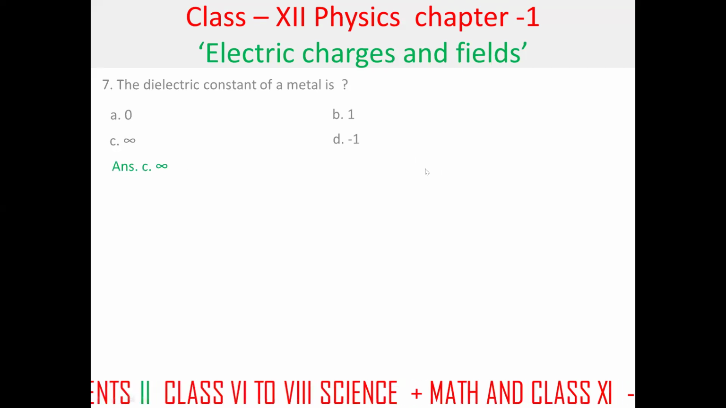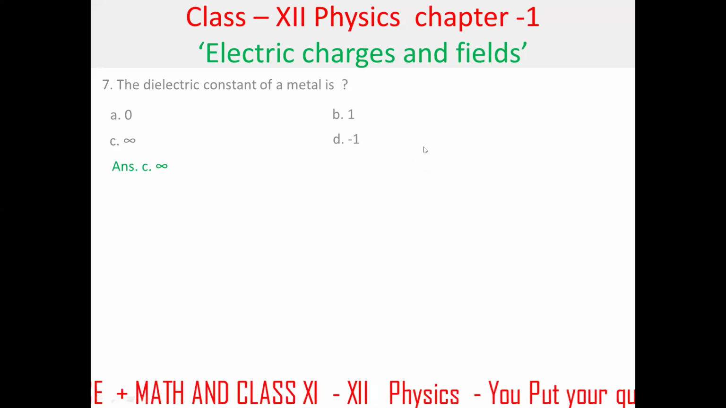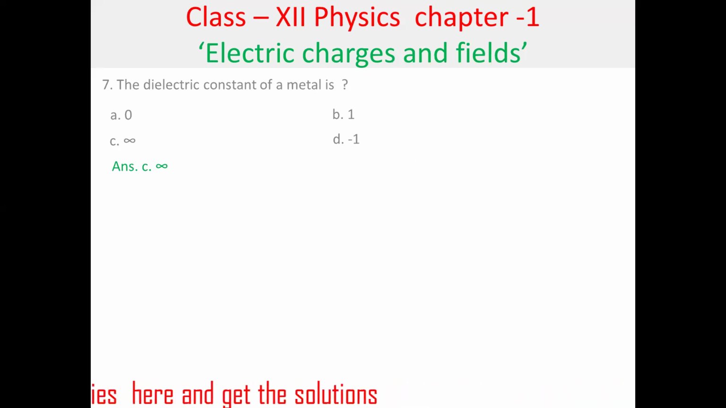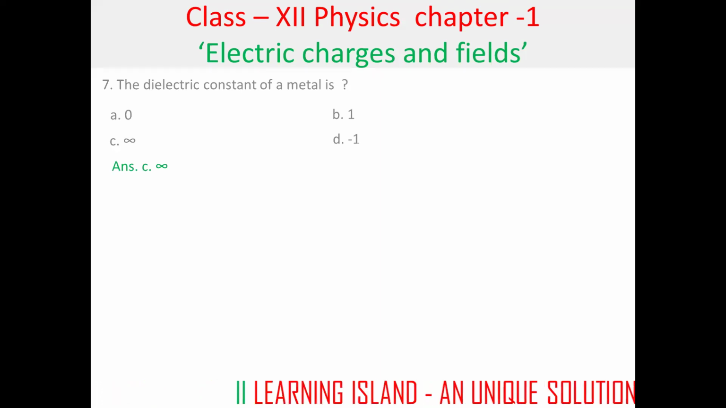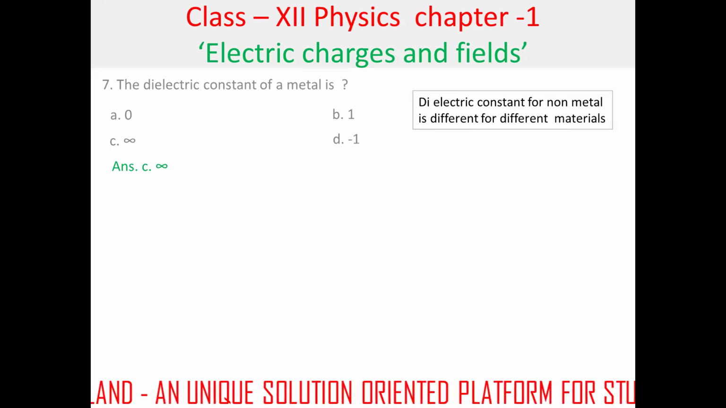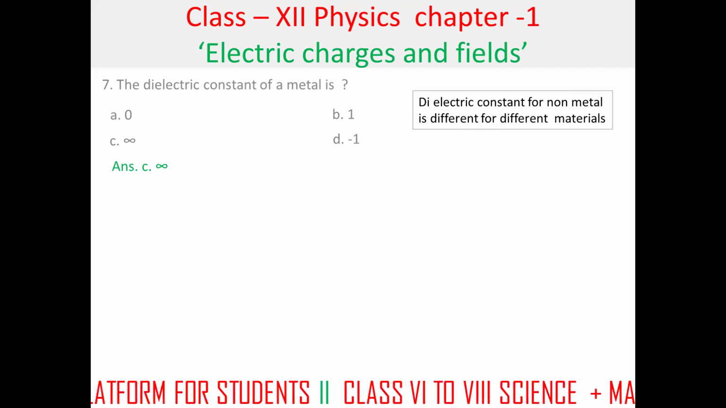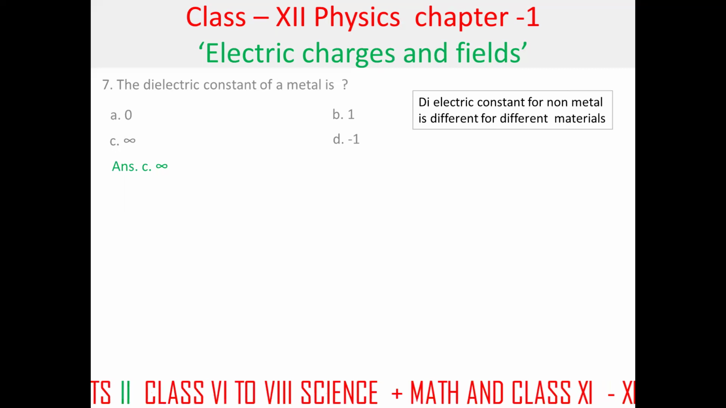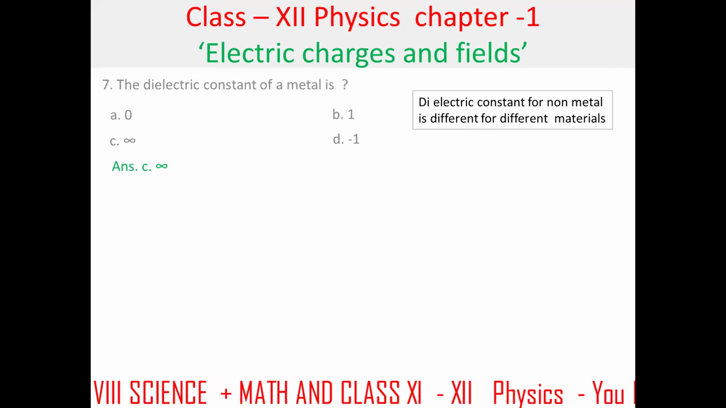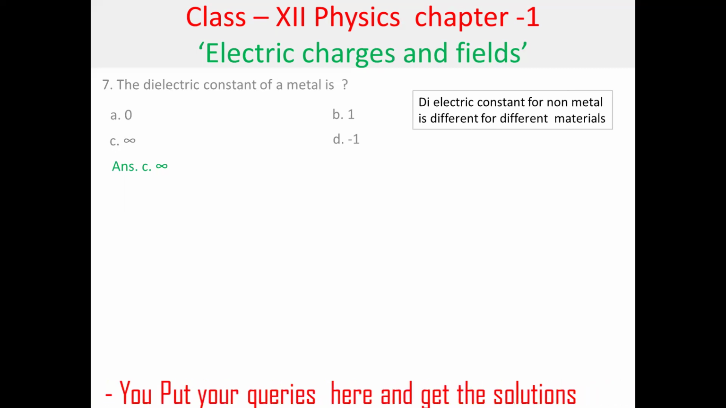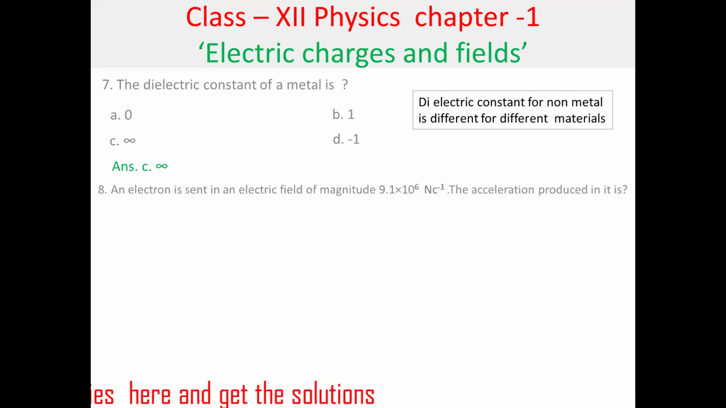The dielectric constant of a metal is infinity, very high. Yes, the dielectric constant for non-metal varies for different materials. It is different for different materials, depending on the properties of the material. But if it is metal, then it is very high, infinite. Okay, let's go to the next question.